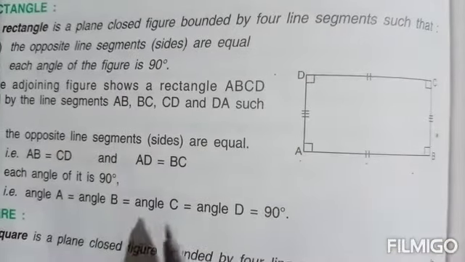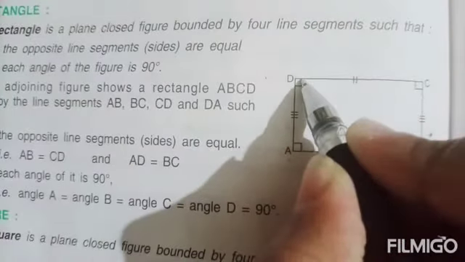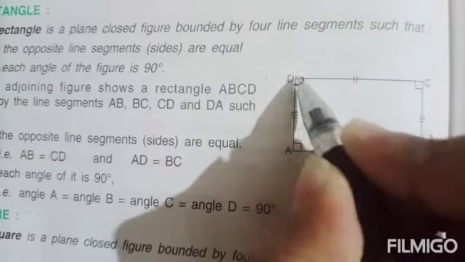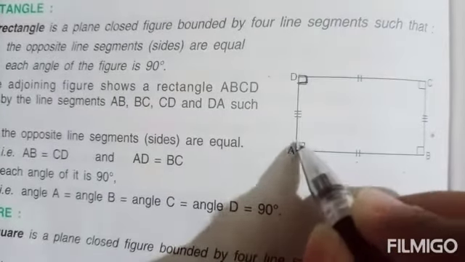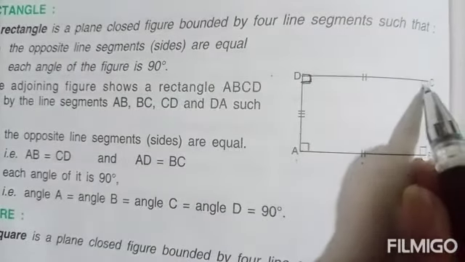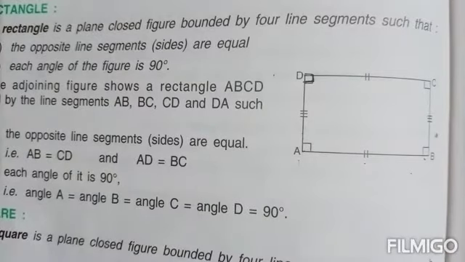Then each angle of the figure is 90 degrees. So this angle will be 90 degrees, an L-shaped angle. This is also 90 degrees. This angle B, then C. Each angle of a rectangle is 90 degrees.